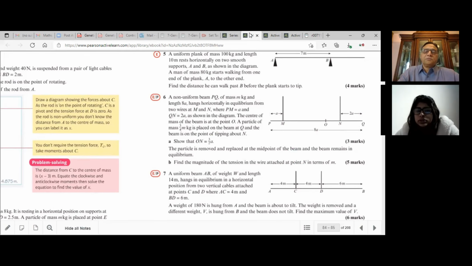So first, in question number 6, you first place that mass at Q, and with that you found the length O to N, which was 3 by 2A. And then you brought that mass back to the center. At that time, the whole system was in equilibrium. And so we calculated the moments about M, correct? So from O, the distance which we calculated was, total is 5A. So this is 5A minus 3 by 2A.